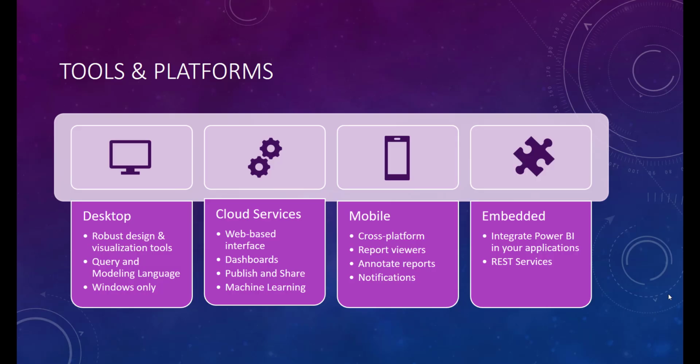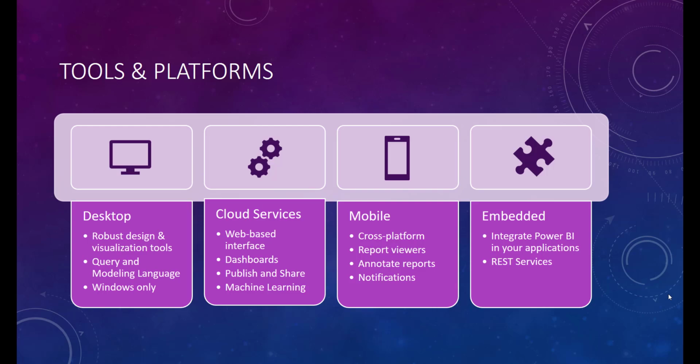Now let's go over the tools and platforms that you get with Power BI. First, you've got Power BI Desktop, which is used to design and visualize your data. It also includes a way to query and model your data. And then we have the cloud service, which is also called the Power BI service, and that's the web-based interface. With that, you're able to view your dashboards, publish and share different reports or dashboards. And there, you can also use the machine learning capabilities to ask questions on your data.